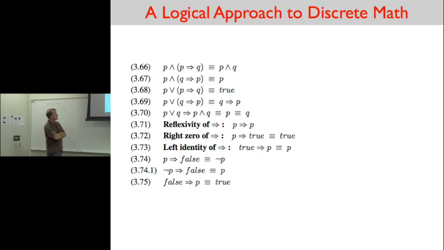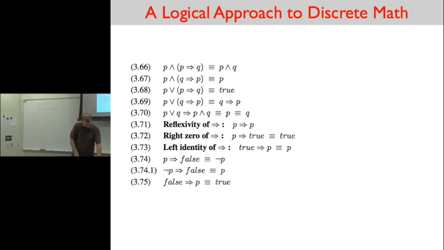Okay, but now comes something that you might not have remembered. Tell me what you have after you do 3.59. I have not P or Q, or P and Q. Okay.